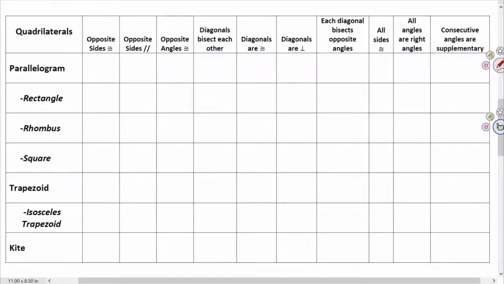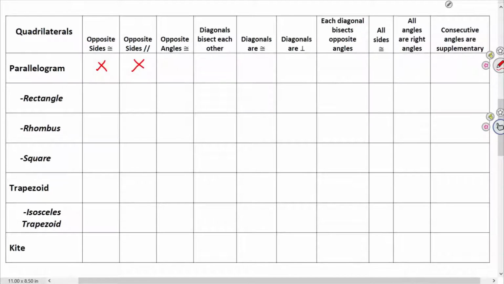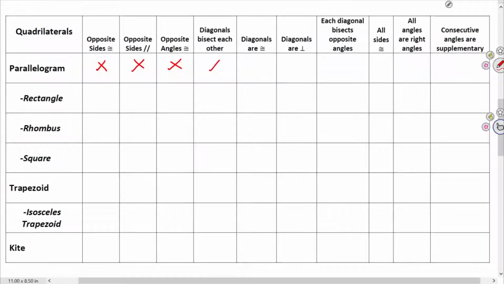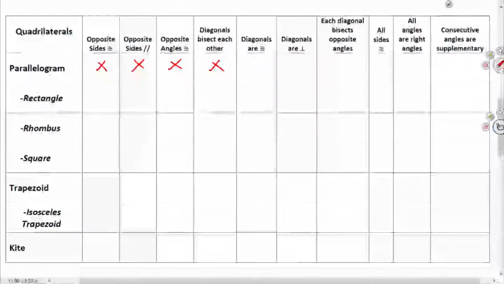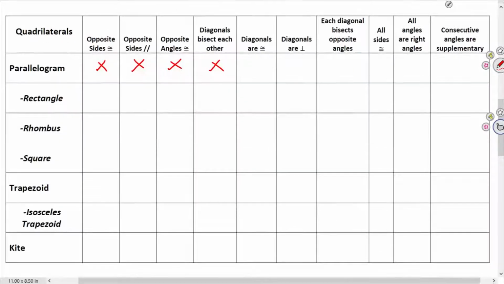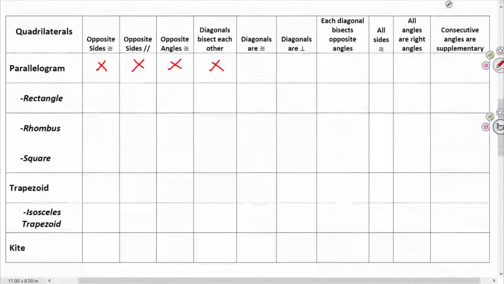Okay, first of all, a parallelogram has opposite sides that are congruent, and they're parallel. Okay, the opposite angles are congruent, and the diagonals bisect each other. Okay, but you do not have diagonals that are congruent. That's true for a rectangle. You do not have diagonals that are perpendicular. That's true for a rhombus. You also don't have each diagonal bisecting opposite angles. That's true for a rhombus. You do not have all sides that are congruent. You also don't have all angles are right angles, but you do have consecutive angles that are supplementary.